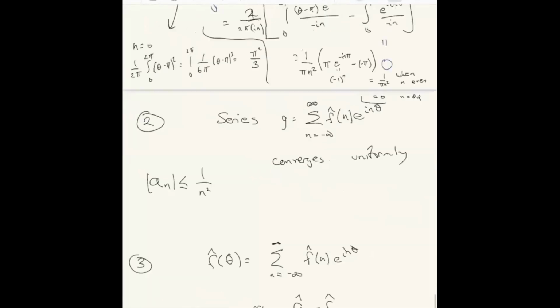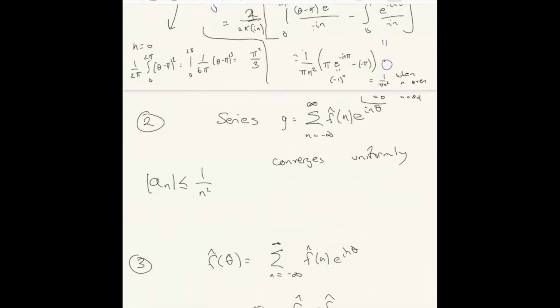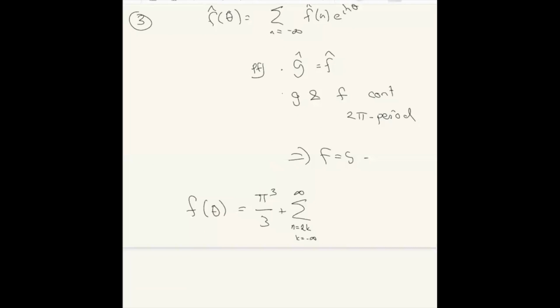And let's write out the Fourier series a little bit nicer now. So pi cubed over 3 plus the sum over n even, and I'll sum over n equals 2k, where k goes from minus infinity to infinity. And what we get here, so the pi's cancel, so 1 over n squared. This is the miracle that happens. So we get a sum over 1 over 2k squared, e to the i 2k theta.